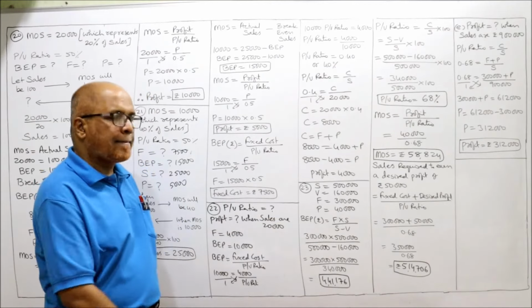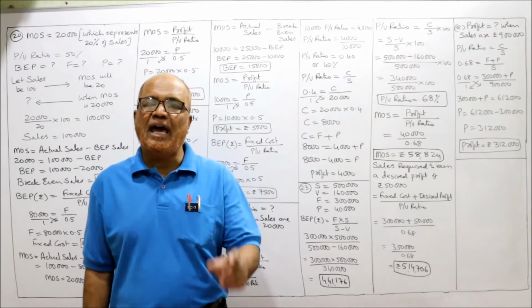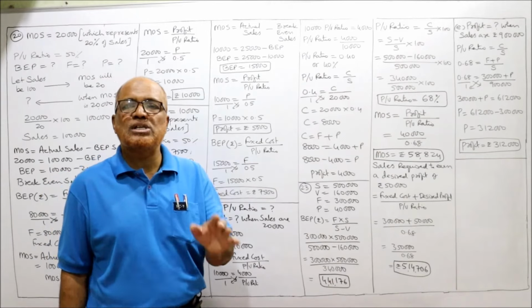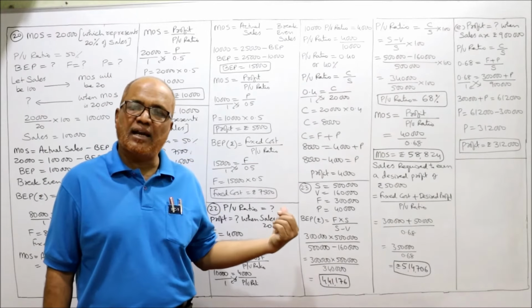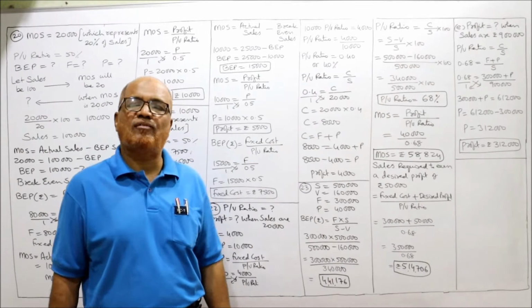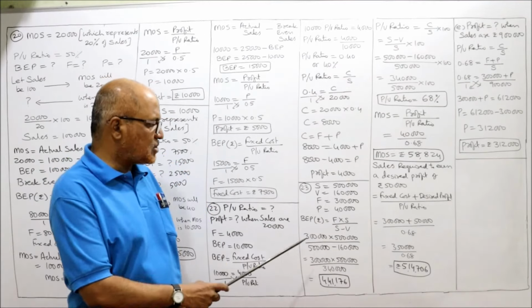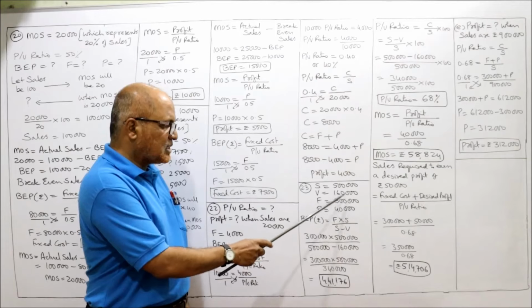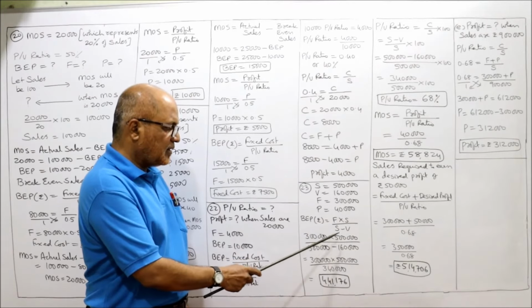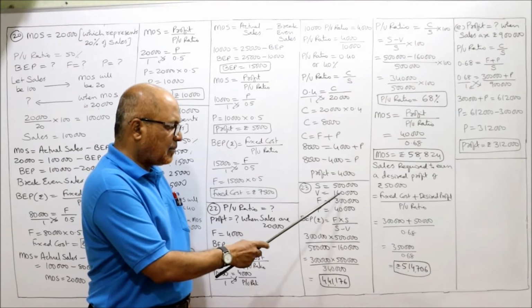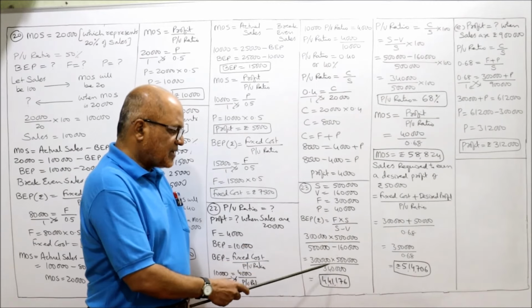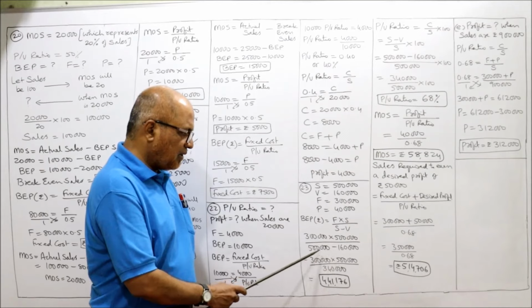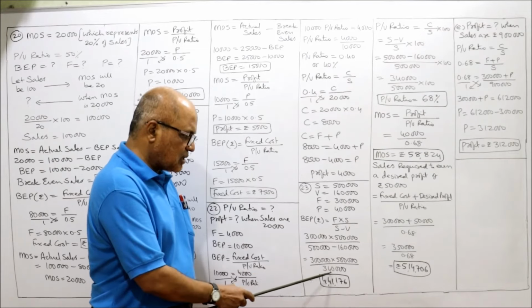Now, first BEP. There is a formula for BEP, F into S divided by S minus V. So without using PV ratio, we can directly find out BEP by using the formula F into S by S minus V. F is fixed cost 3 lakh. S sales 5 lakh. 3 lakh into 5 lakh. S minus V, 5 lakh minus 1,60,000. First do the denominator subtraction.